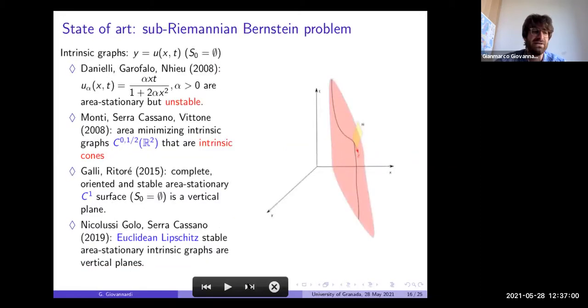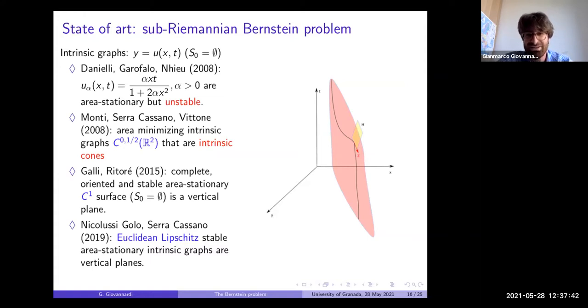Let's have a look at the case of the intrinsic graph. An intrinsic graph is a function on the xt plane, and so you have a graph on the xt plane. Danielli, Garofalo, and Nhieu in 2008 showed a family of graphs u_alpha that are C infinity and that are area stationary, so they solve the equation, but are unstable. So they are not area minimizing.